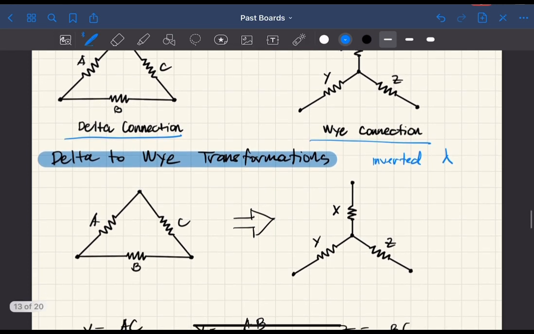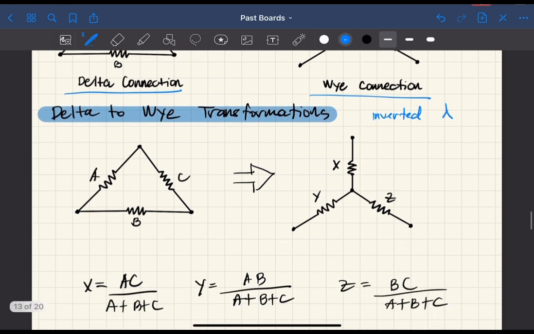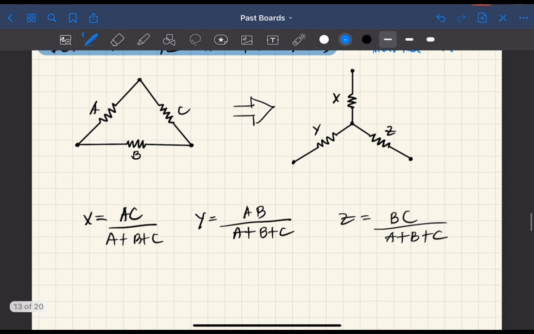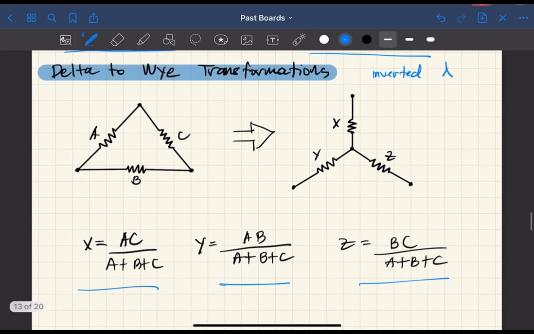And let's talk about delta to Y transformations and vice versa. So these transformations are used to solve complex circuits. First, the delta to Y transformations. These are used to convert a given delta connected resistor into its equivalent Y. So these are the three formulas for delta to Y transformations.